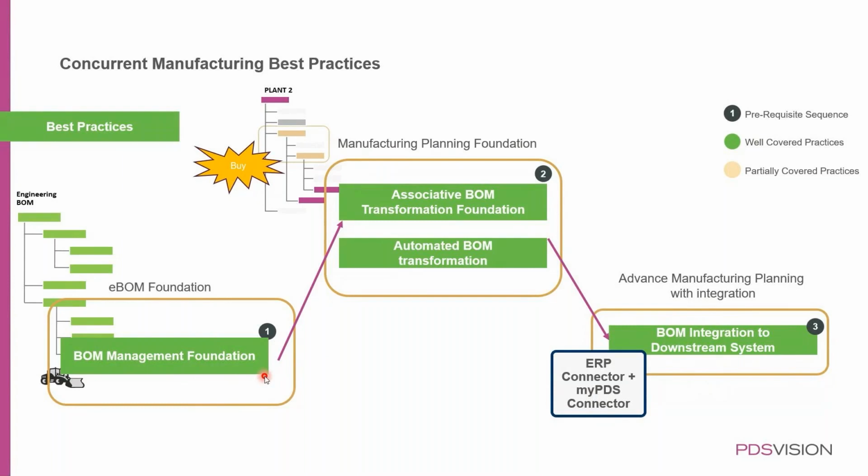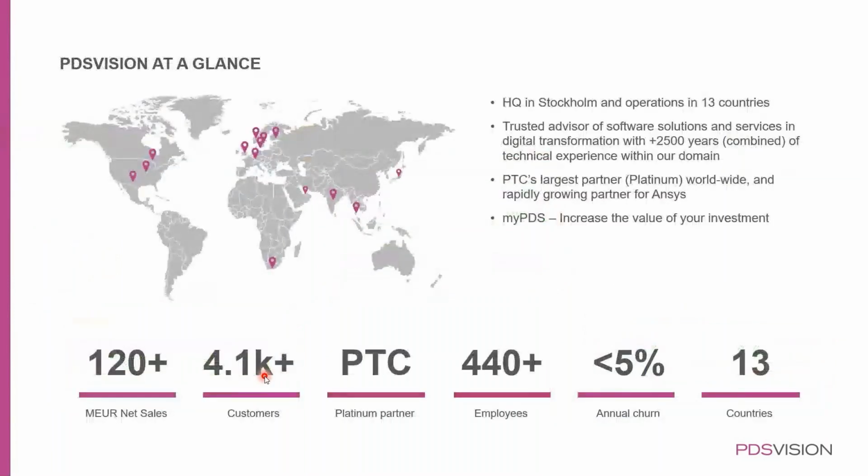And with that, let me just tell you a little bit about PDSVISION. We are the largest global reseller for PTC. We do over 120 million euros in annual revenue. We are based out of Stockholm, but we operate out of 13 different countries. Like I said, we are the largest platinum reseller. We have about 440 employees, of which about 300 are technical resources.